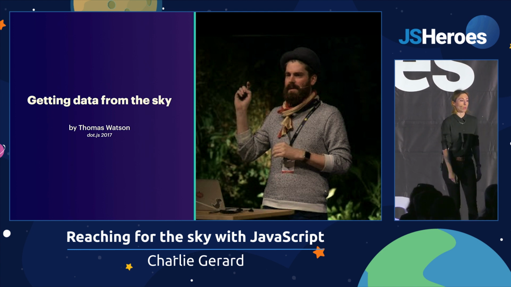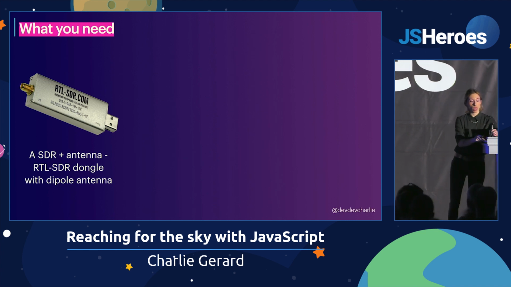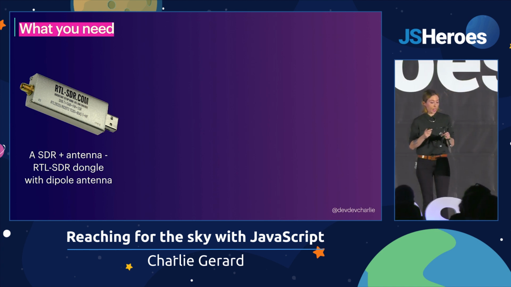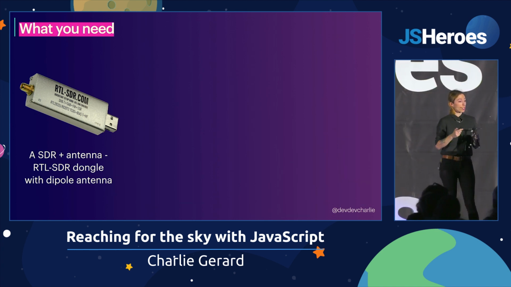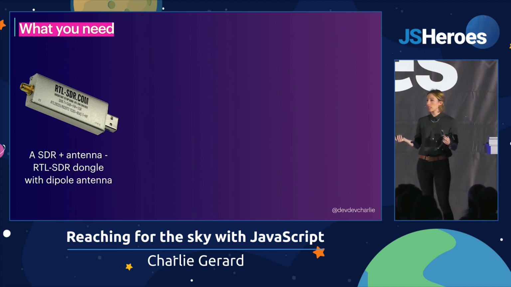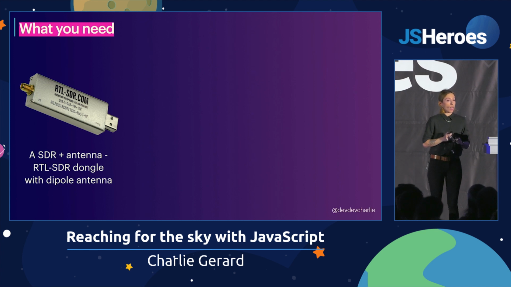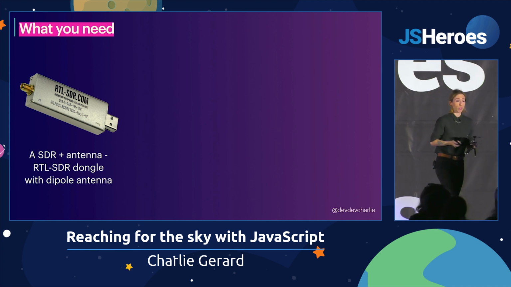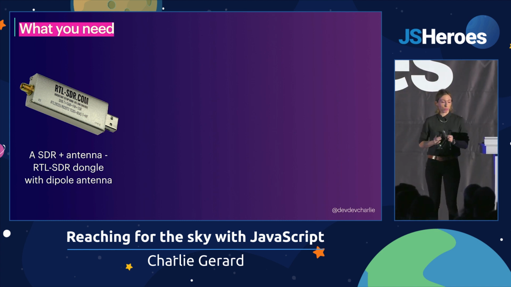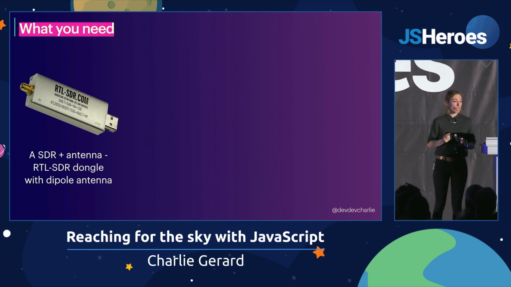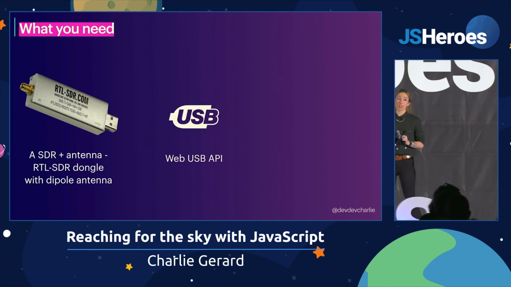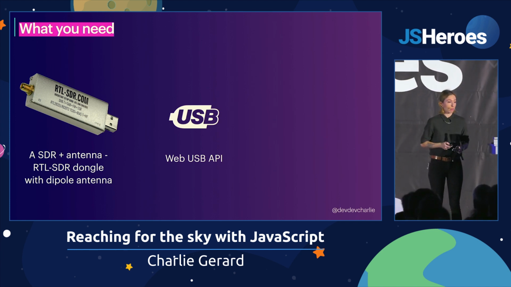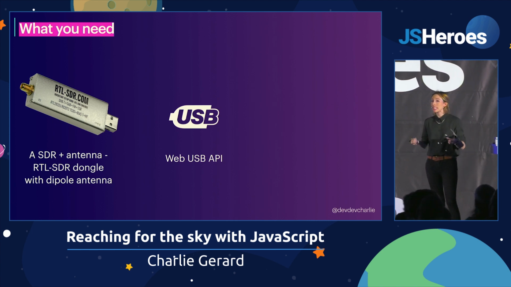So what do you need if you want to do something like this? First, you need a piece of hardware. You need a software-defined radio, also called an SDR, and a little antenna. There are a lot of different software-defined radios and antennas that you can buy. That's just the one that I have. As long as you can receive data at the frequency that you're interested in, which for us is going to be 1090 megahertz, then you'll be fine. That's for the hardware side. That's plugged via USB to your computer. And then on the software side, we're going to use the WebUSB API. That's going to allow us to connect to our USB device and start to get raw data. But then from raw data, you need to extract something that is useful.